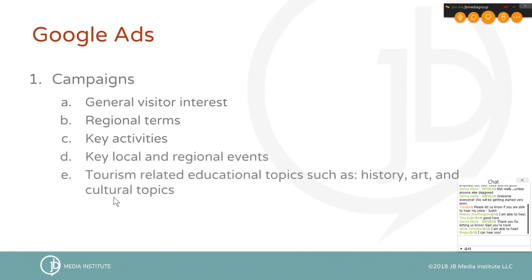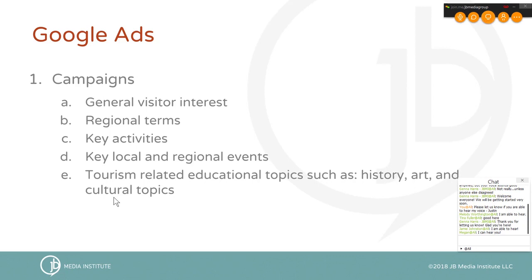events, and educational topics. Educational topics are usually the cheapest per click, so history, art, culture, those can usually get you the cheapest clicks to your site. They're also not always people who are looking to come and visit. There may be college students, or just people looking to learn more about something, who are not actually looking to make a travel decision.